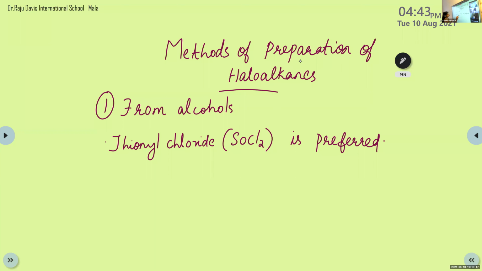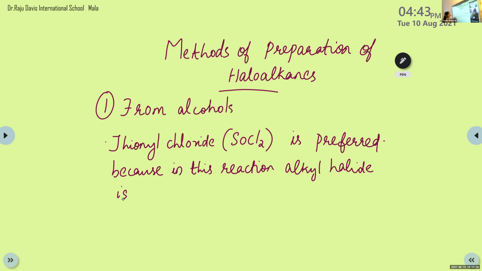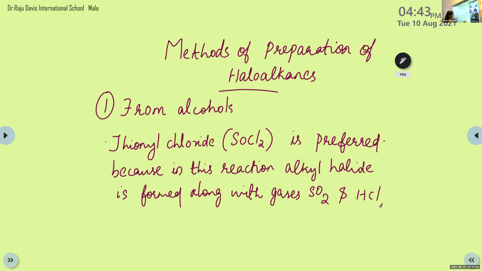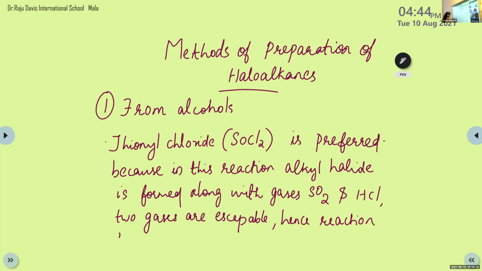So we can write there, the thionyl chloride is preferred because in this reaction alkyl halide is formed, that is also known as haloalkane, along with gases SO2 and HCl, sulfur dioxide and hydrochloric acid. Two gases are escapable. Hence the reaction gives pure alkyl halides. That's the reason.